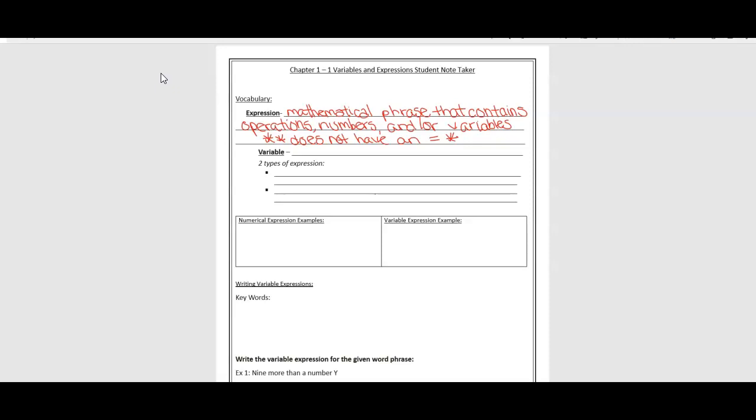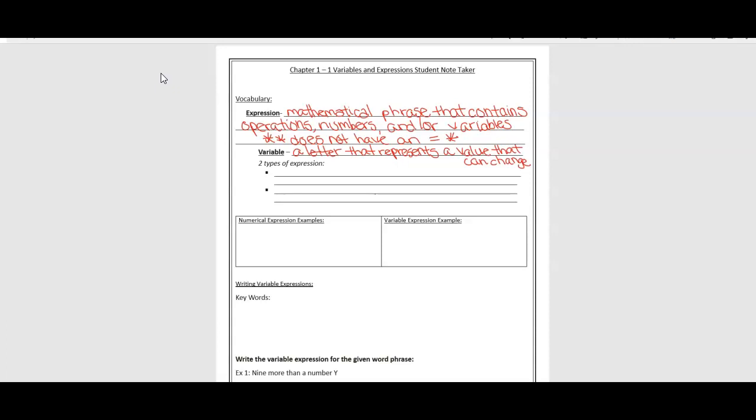A variable is a letter that represents a value that can change. So your variable is a letter that represents a value that can change, and it can be anything.